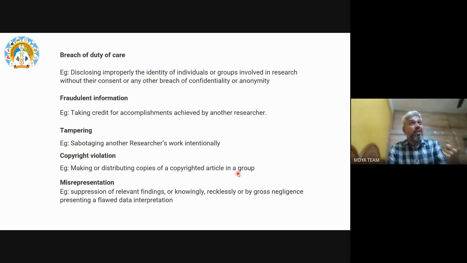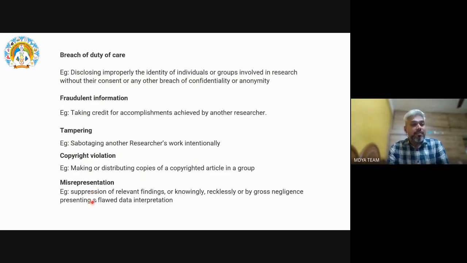What is copyright violation? You are getting notes in your groups free of cost, scanned from somebody else's books. It is a sellable thing, and you are distributing it free of cost. So this comes under copyright violation.